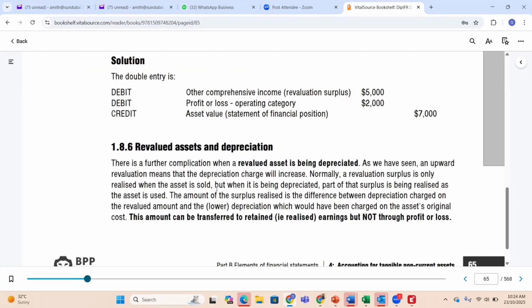Correct. But when it is being depreciated, the part of surplus being realized as the asset is used, the amount of surplus realized is the difference between depreciation charged on the revalued amount and the lower depreciation which would have been charged on the asset's original cost. This amount is transferred to retained earnings, but not through profit and loss. You understand the meaning of these words? Because I am charging more depreciation, it makes sense not to keep this much money in the revaluation reserve, but to transfer it to retained earnings. Okay.